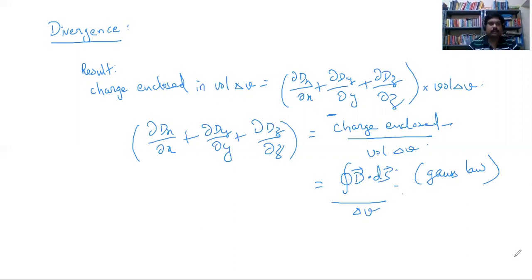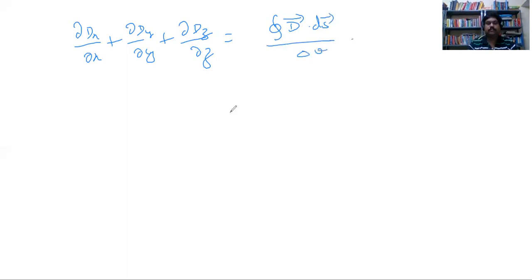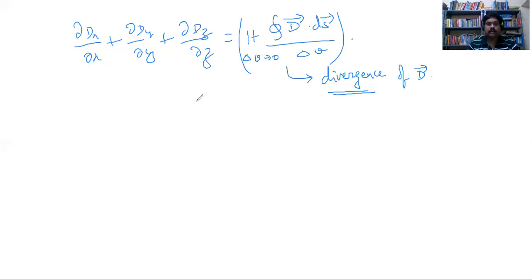So what can I say? ∂Dx/∂x plus ∂Dy/∂y plus ∂Dz/∂z equals the integral of D dot dS by delta V. Now, for simplicity, we will write the extreme case with limit delta V tends to 0. Correct? So this particular quantity is called as divergence of the vector D.